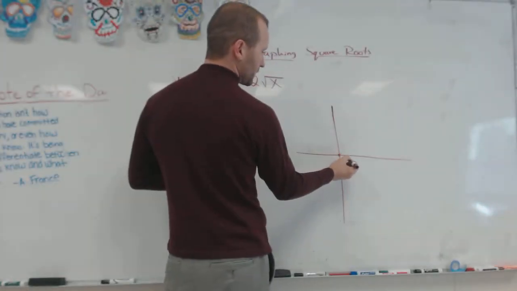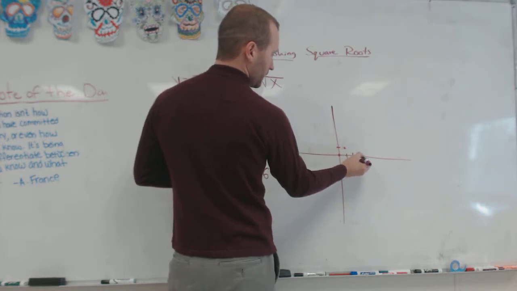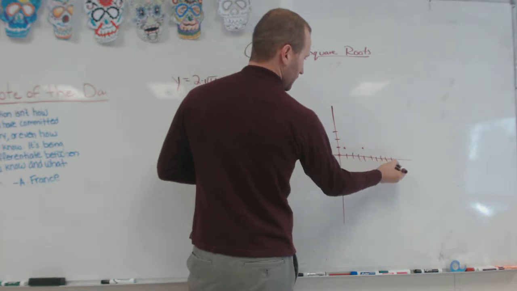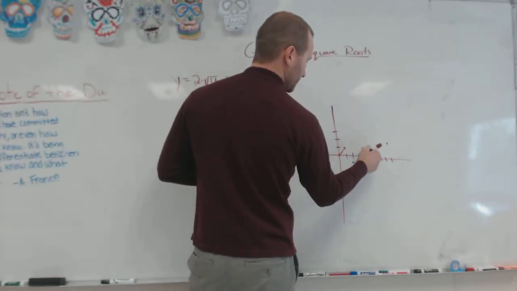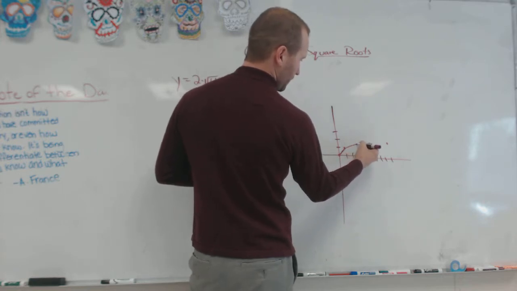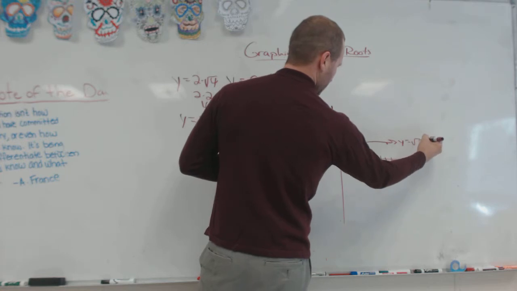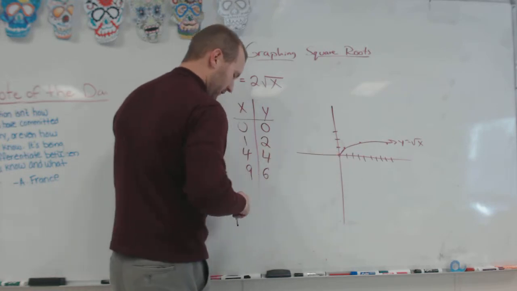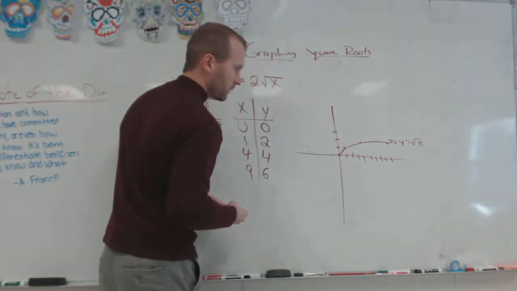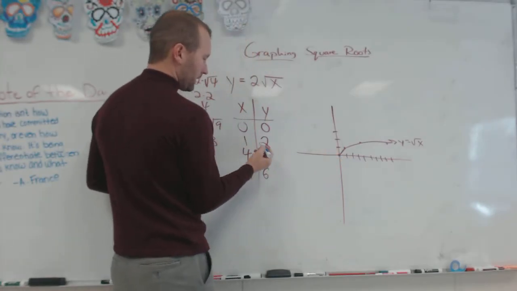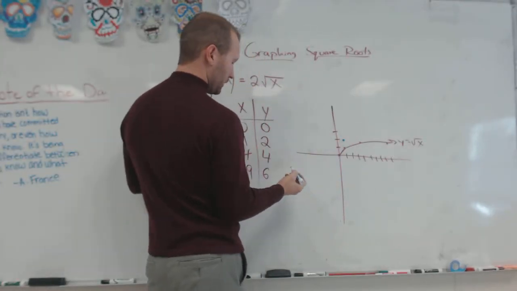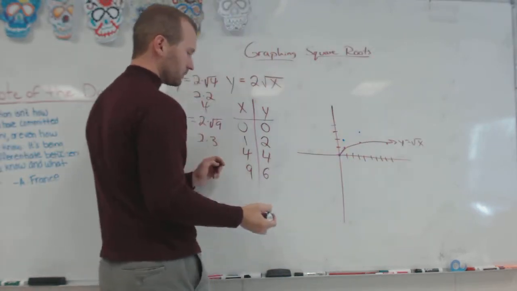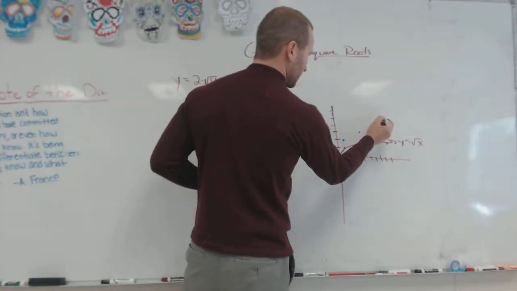And so on our graph, I'm going to graph y equals the square root of x first. So that was 0, 0, 1, 1, 4, 2, and 9, 3. This is the square root of x, right? Now y equals 2 times the square root of x. 0, 0 is still on this graph, so I still have this point. And I have 1, 2, 4, 4, and 9, 6.